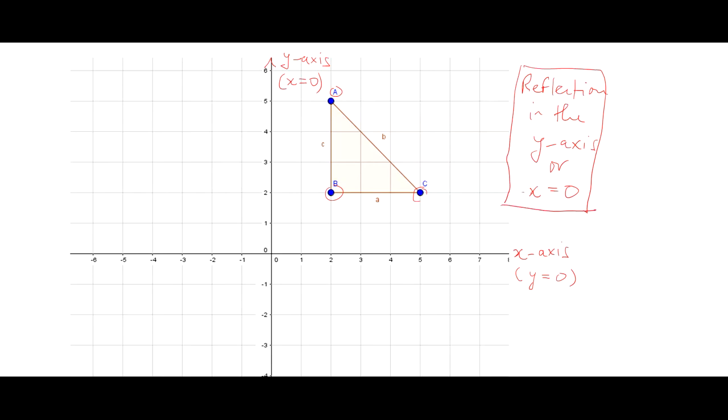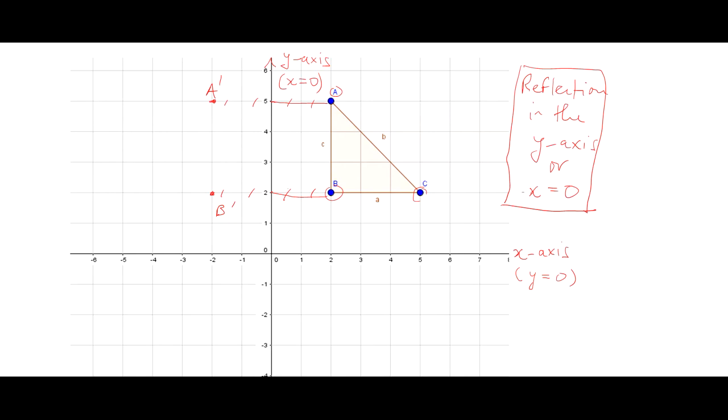So if the y-axis is the mirror line, this is the point A here. We look at the distance of A from the mirror line. From here to here we have 2 units. So we have to go 2 units behind the mirror. So this point here will be A prime, which is the image of A. Then in the case of B, we draw a line from the point B to the mirror line. We have 2 units. So we go 2 units behind the mirror line. So this is B prime.